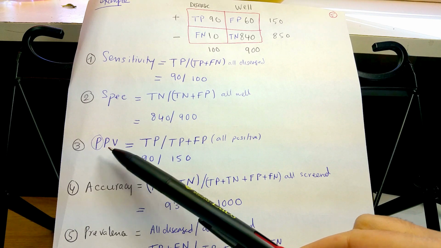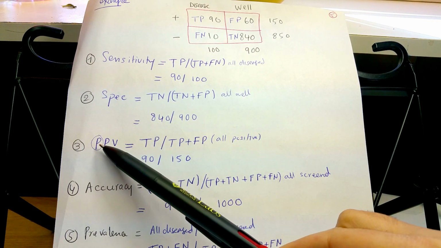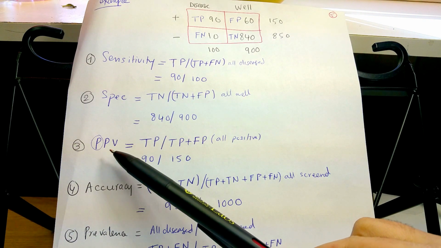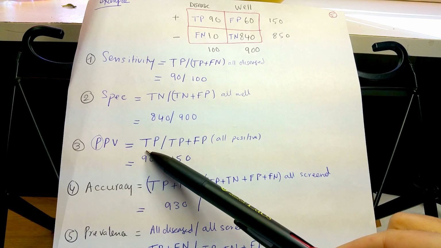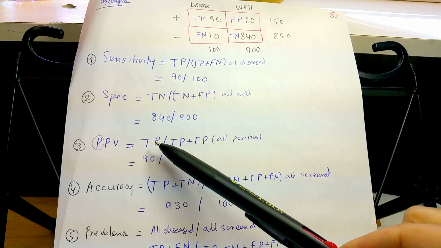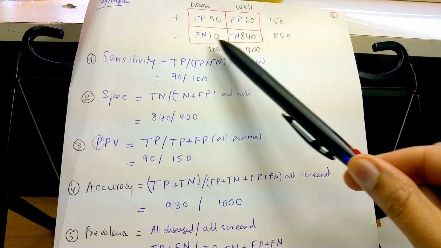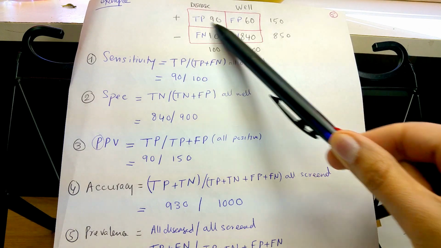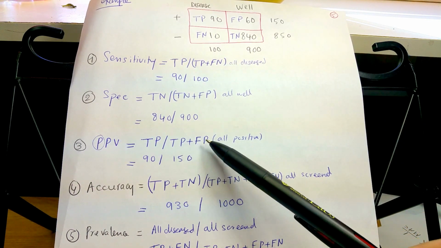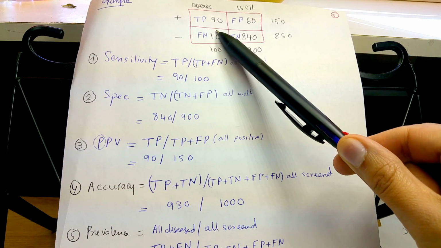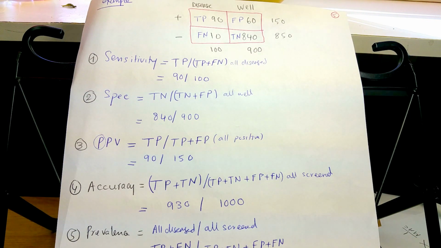The positive predictive value, we're more concerned about the positive results. The true positive by all the positive, not by all disease, so by all the positive. So true positive plus false positive. So it's 90 over 150.